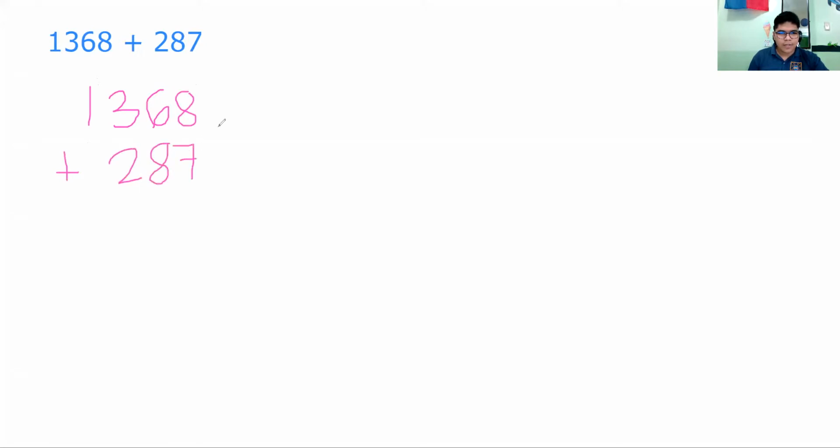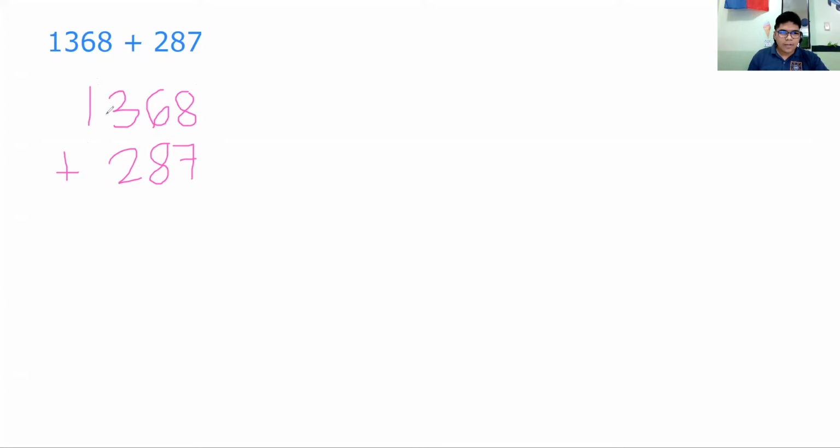Okay, let's begin. Decimals are added and subtracted in the same way as whole numbers. Say for example, you were given 1,368 plus 287. What you will do, when you want to add, is write it in vertical form like that, and then you add.